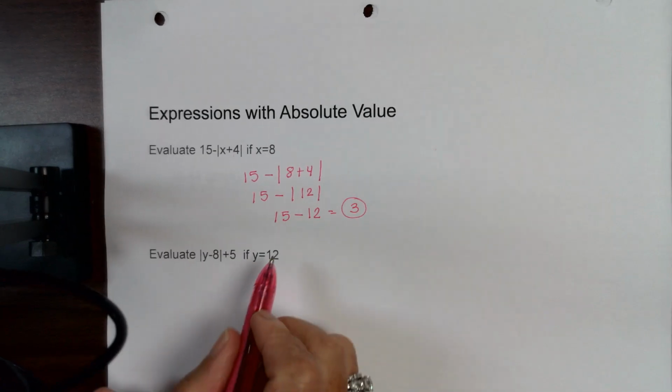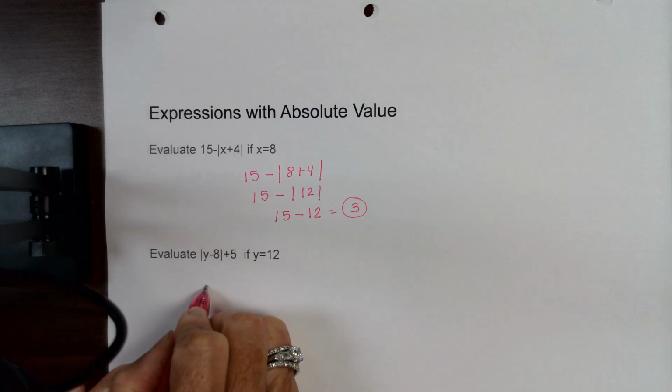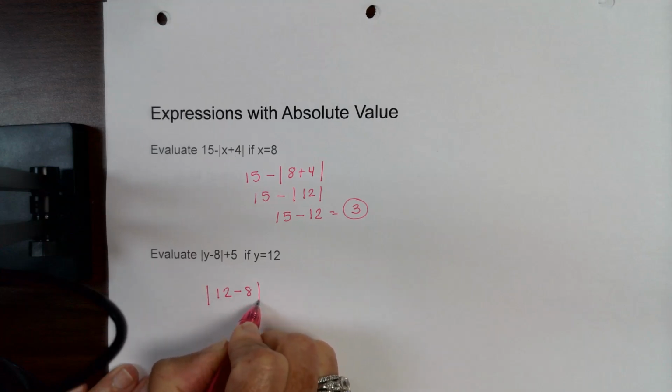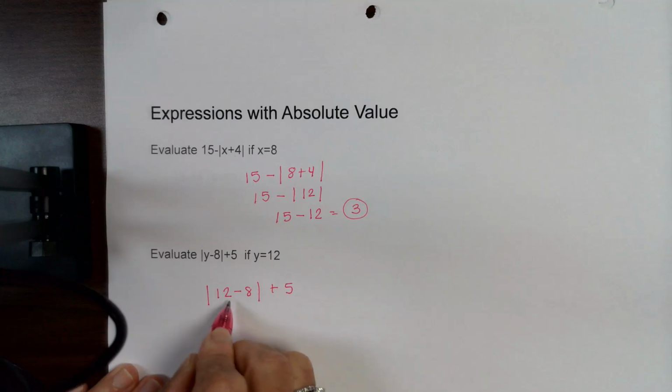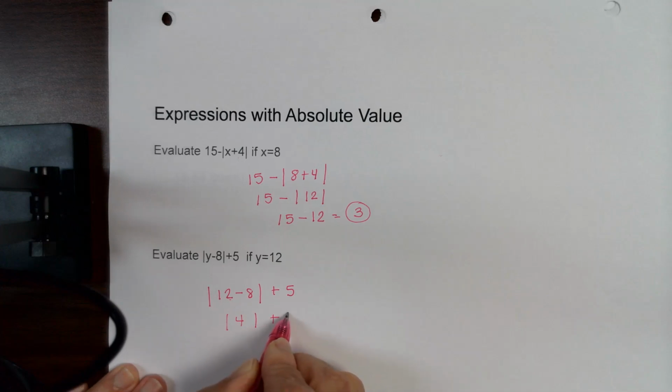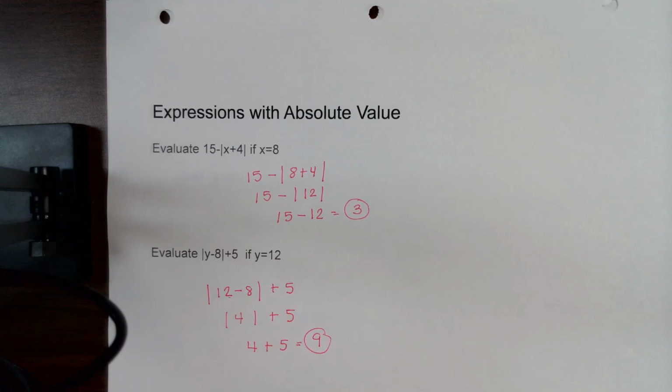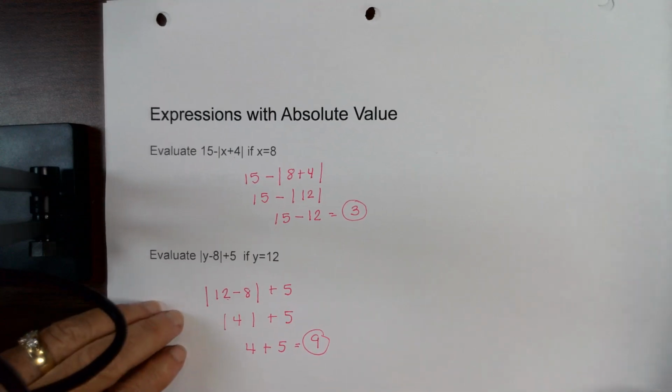All right, I'm going to plug this one in. I have the absolute value of 12 minus 8 plus 5. 12 minus 8 is 4. So I'm taking the absolute value of 4, which is positive 4. So 4 plus 5 is going to equal 9. So when I evaluate that one, I get an answer of 9.